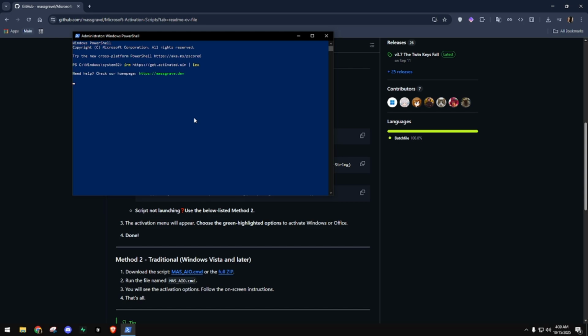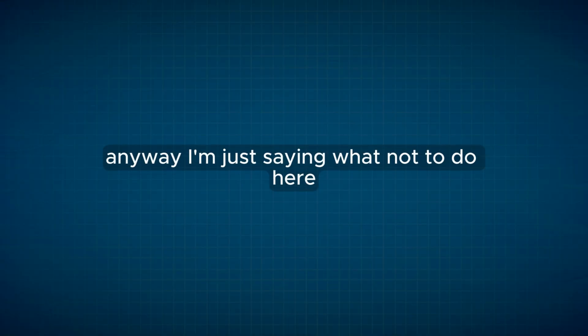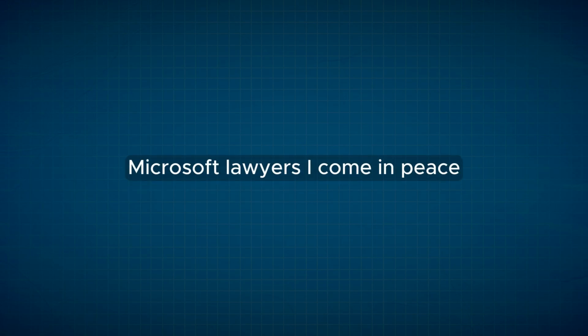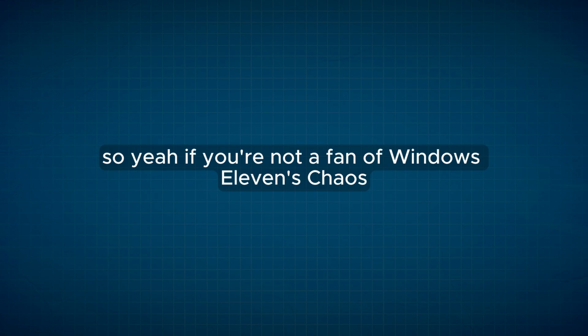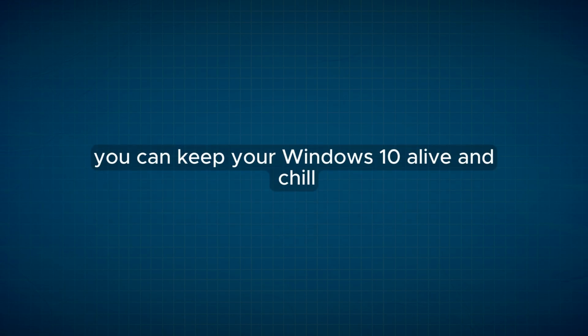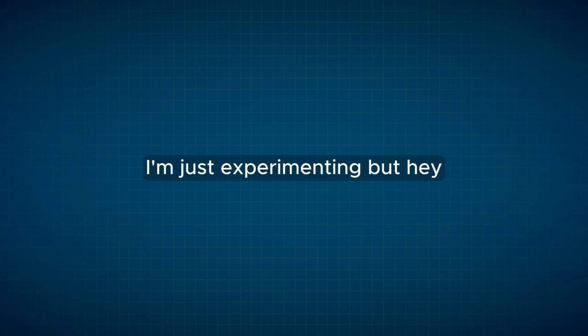Because if you do, your Windows might just, you know, magically activate itself. And we wouldn't want that to happen, right? Anyway, I'm just saying what not to do here. For educational purposes only. Microsoft lawyers, I come in peace. So yeah, if you're not a fan of Windows 11's chaos, you can keep your Windows 10 alive and chill, just like this. Again, this isn't an official tutorial, I'm just experimenting.